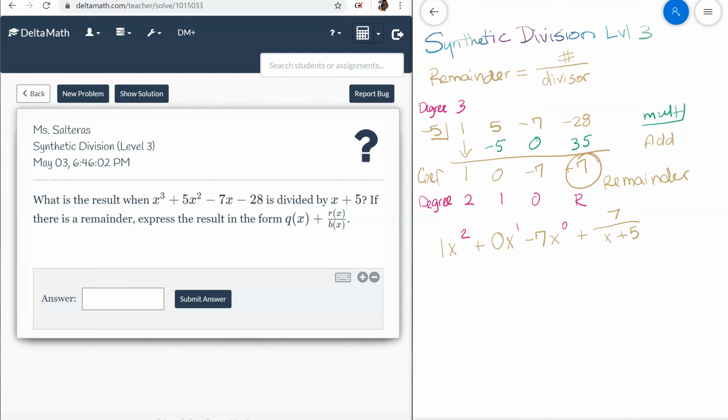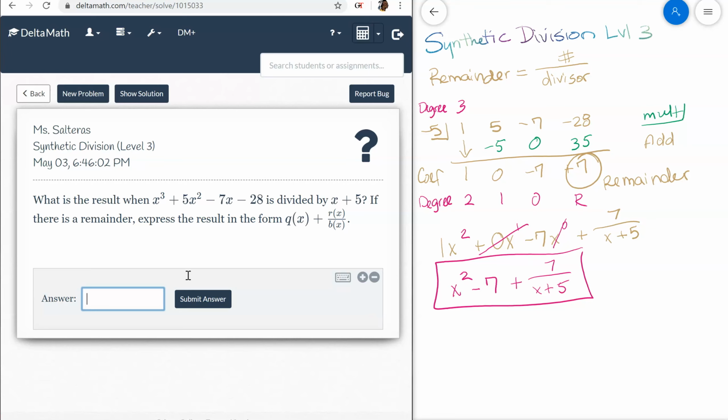All right, so here we go. What I like to do personally is write everything out and then simplify it to the end. All right, so we have x squared plus this term right here just cancels out, plus minus 7. Again, this x raised to the 0 power is just 1. And then plus 7 divided by x plus 5. And there we go. That's our final answer. Go ahead and pop that in right here. X squared minus 7 plus 7 divided by x plus 5.